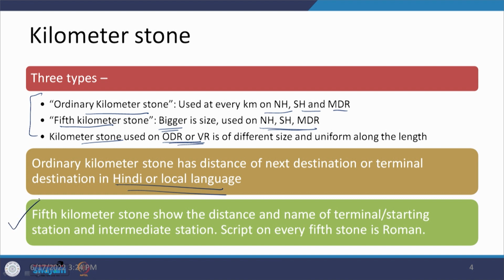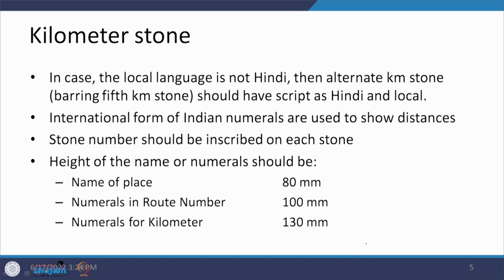When we talk about the fifth kilometer stone, which is bigger in size, it gives more information. Along with the distances given for those intermediate locations, it also gives the name of the terminal or the starting station, depending on which direction you are traveling. So you have two destinations along with the distances shown on that kilometer stone, and as the name itself says, this is going to be the fifth kilometer stone every time. Now, how these stones are provided and how the information is put on them is what we are going to look at further.